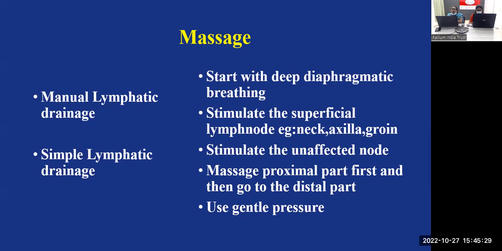So always you have to start with deep diaphragmatic breathing. Okay, so deep abdominal breathing, and stimulate the superficial lymph nodes, for example neck, axilla, groin. Here, if possible, you have to stimulate. Take a deep breathing exercise. After that, you have to stimulate the superficial lymph nodes. Then you have to stimulate the unaffected side, so the unaffected side axilla.